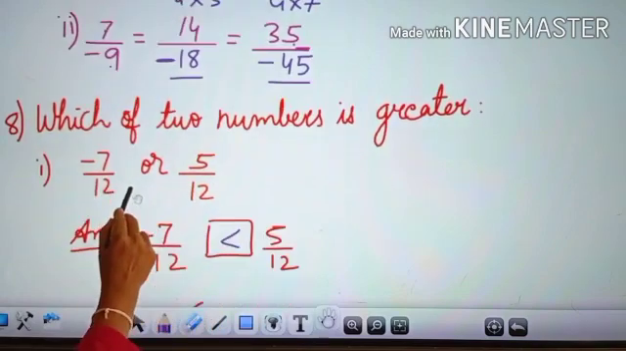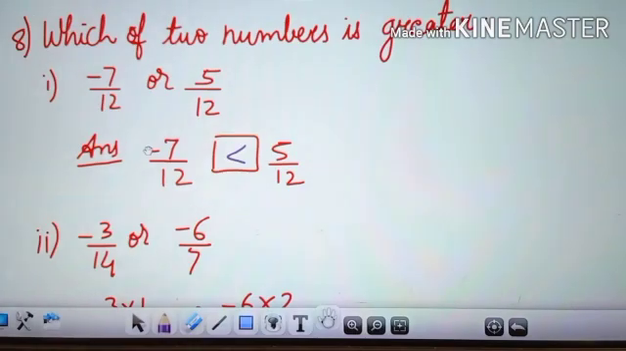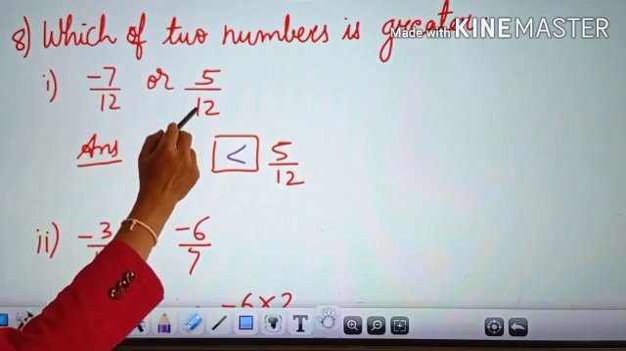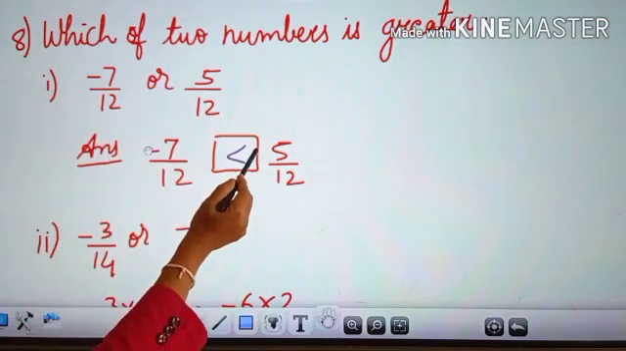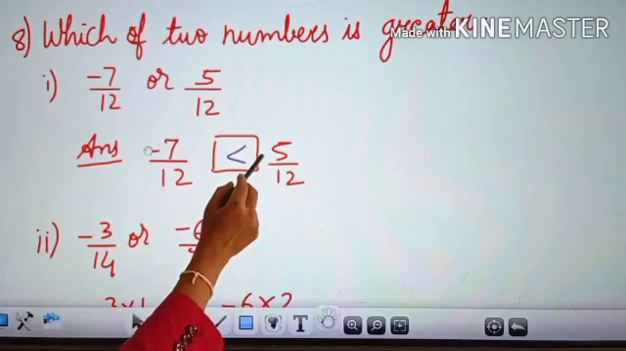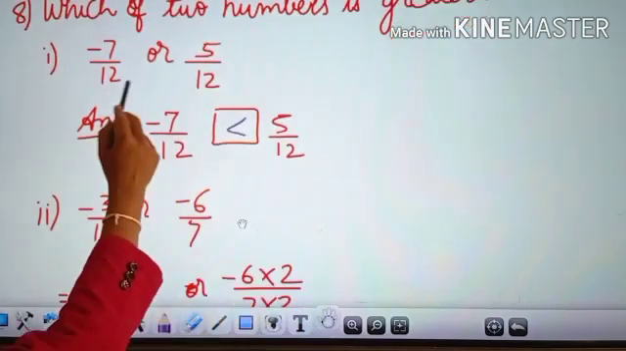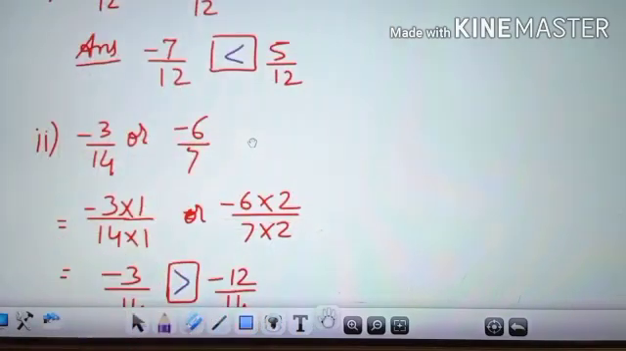Now we will see the next question, that is the 8th question. Which of the two numbers is greater? Now you have to see which of the two numbers is greater. See first one, minus 7 upon 12 or 5 upon 12. On the number line if you see, the positive one will be the greater, of course. So which one will be greater? Minus 7 upon 12 or 5 upon 12? 5 upon 12 will be greater. So you have to put this sign towards the greater number. Here the denominator was the same, so we soon got this answer.